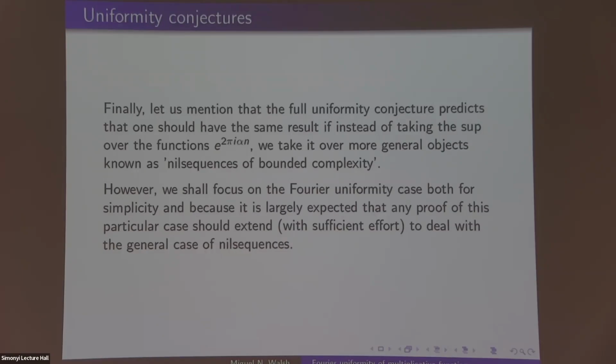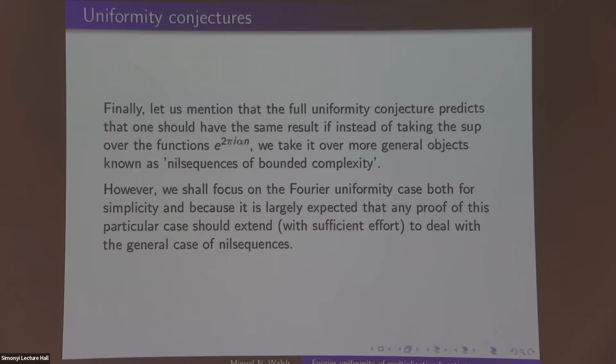However, we shall focus for the rest of the talk on the Fourier uniformity case, both for simplicity, but also because it is largely expected that any proof of this particular case should extend with sufficient effort to deal with the general case of nilsequences. When the relevance of nilsequences was observed, there was a lot of work extending results from exponentials to nilsequences. By now, there's a big machinery to do this. It doesn't mean that it's easy to do, but we have a blueprint on how to do it. So we expect that while it's not easy, the real difficulty lies in the Fourier uniformity case. We don't know how to deal with arbitrary small intervals. That's a really big part of the problem. So we'll focus on that case.